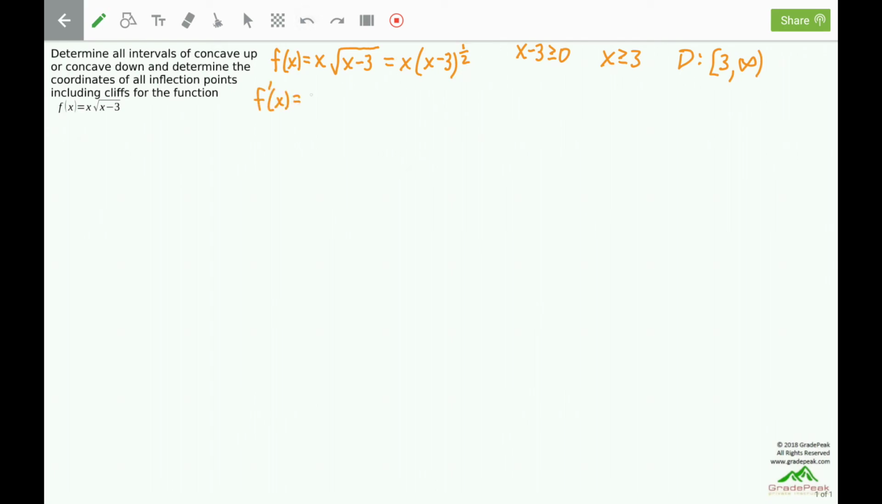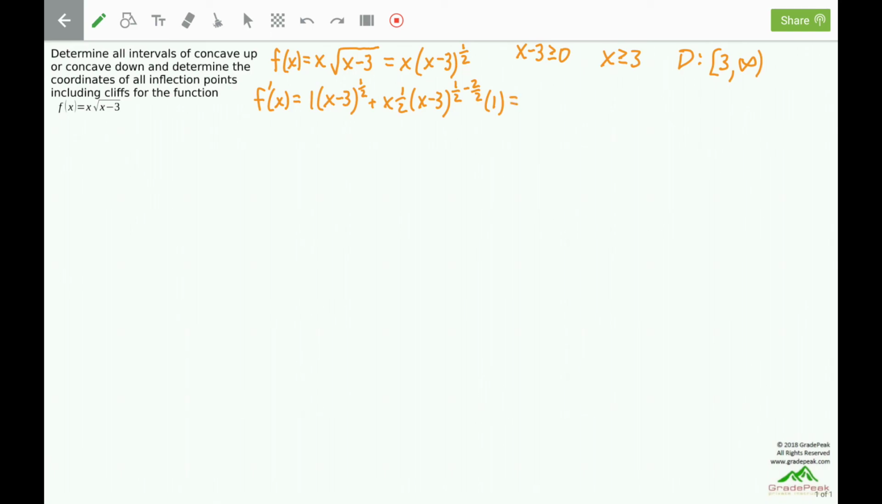So f prime of x equals the derivative of the first, which is a 1, times the second left alone, plus the first left alone, x, times the derivative of the second, which is a power rule. Bring the power down, leave the inside alone, subtract 1 from the power. I will call that 2/2. And then multiply by the derivative of the inside to complete the chain rule.